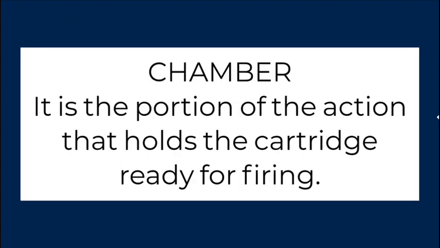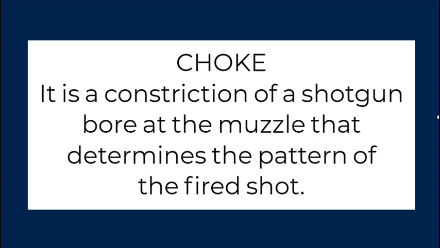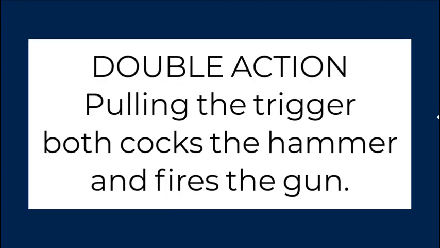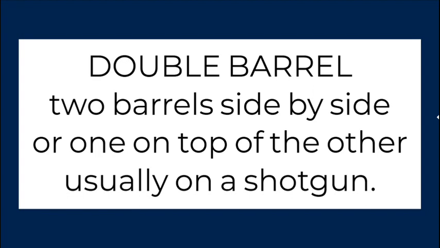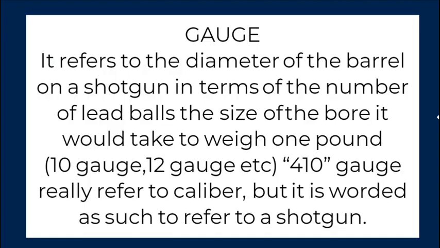11. Chamber. It is the portion of the action that holds the cartridge ready for firing. 12. Choke. It is a constriction of a shotgun bore at the muzzle that determines the pattern of the fired shot. 13. Double action. Pulling the trigger both cocks the hammer and fires the gun. 14. Double barrel. Two barrels side by side or one on top of the other, usually on a shotgun.